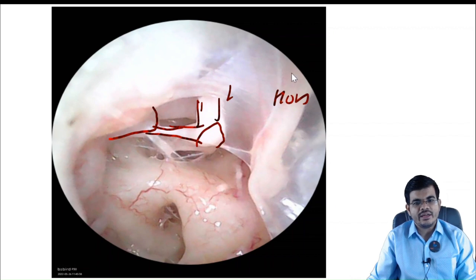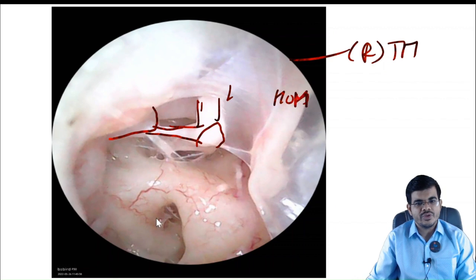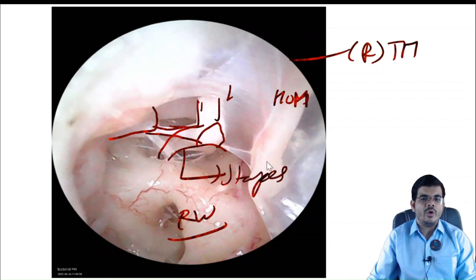Okay, so here the handle of malleus is in the 1 o'clock position. 1 o'clock position means it is the right. Okay, the handle of malleus is curved towards the right, so it is the right tympanic membrane. Okay, this is the round window. You have the stapes here. Okay, so that's how you identify the various structures in the middle ear.